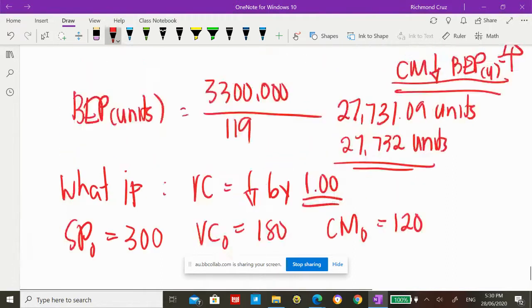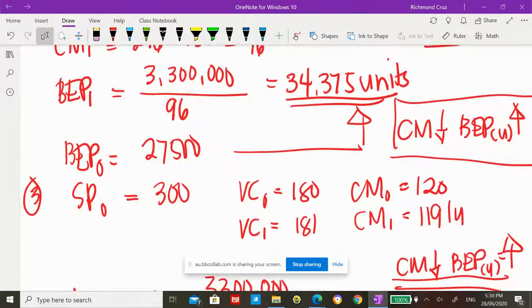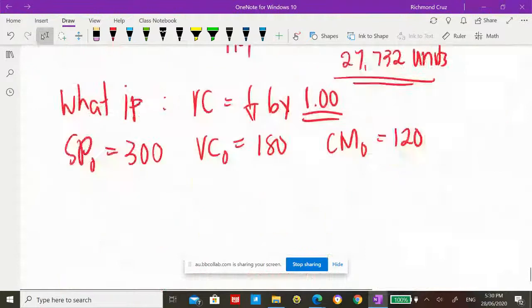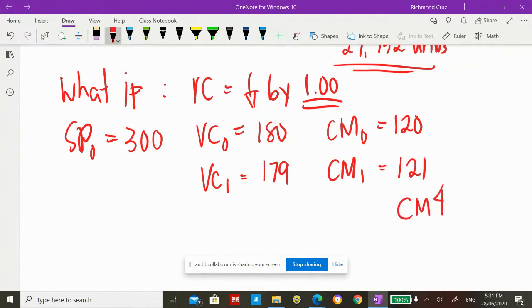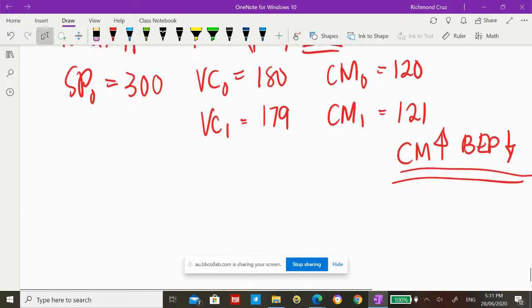So bababa daw yung variable cost. Yun kasi sa number 3, tumaas yung variable cost. So, bababa daw siya. So, yung variable cost natin, bababa ng 1. So, magiging 179. So, yung contribution natin, syempre tataas. Tataas siya ng 1 peso, magiging 121 siya. Let me check. 300 minus 179. So, tama. Magiging 121. So, syempre, since yung contribution margin natin tumaas, ano mangyari sa break-even point? So, bababa siya. So, kahit di pa tayo nagko-compute, alam natin na bababa yung break-even point.